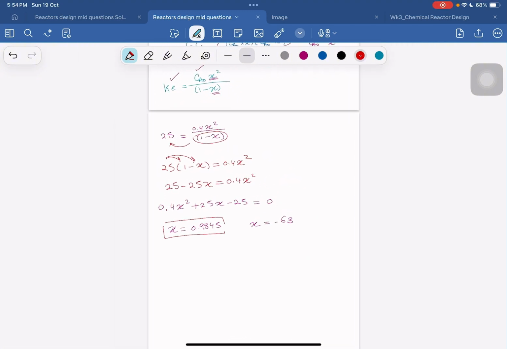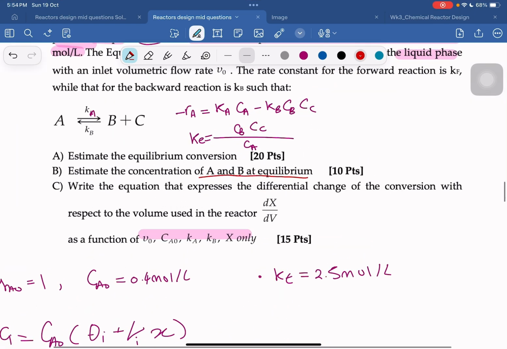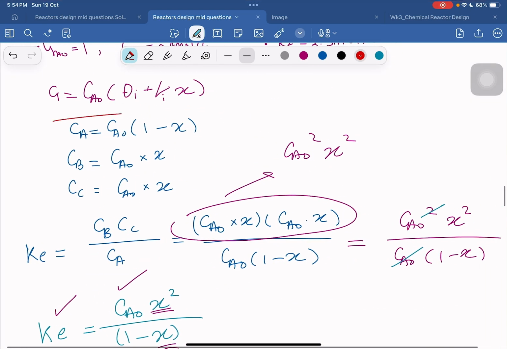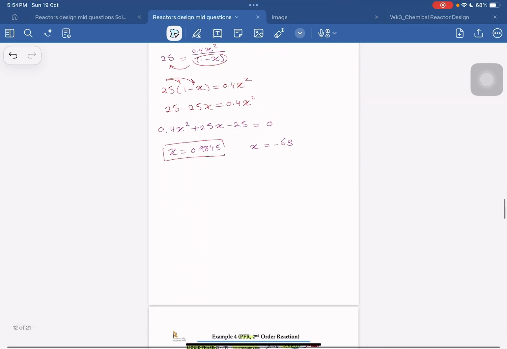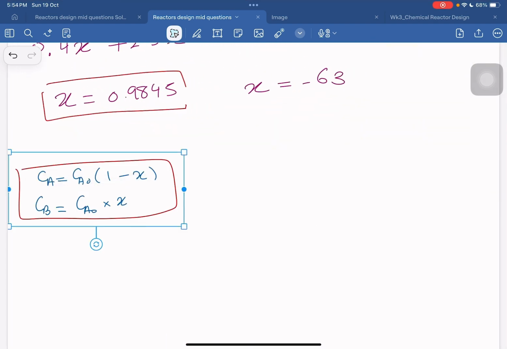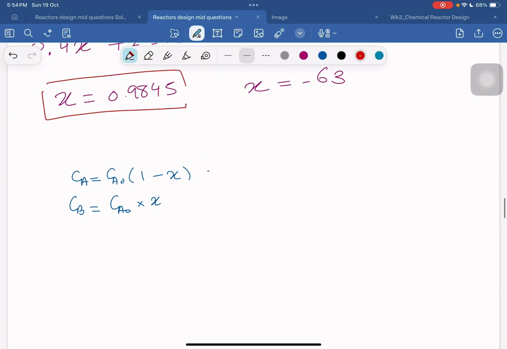Okay, for the second part of the question they're asking us to find the concentration of A and B at equilibrium, and we already have these expressions. We take them as they are. I'll just copy them and paste them right here. So Ca is equal to Ca naught, which is 0.4 times 1 minus x, which we just found as 0.9845. So Ca is equal to 6.2 times 10 to the power negative 3 molars.